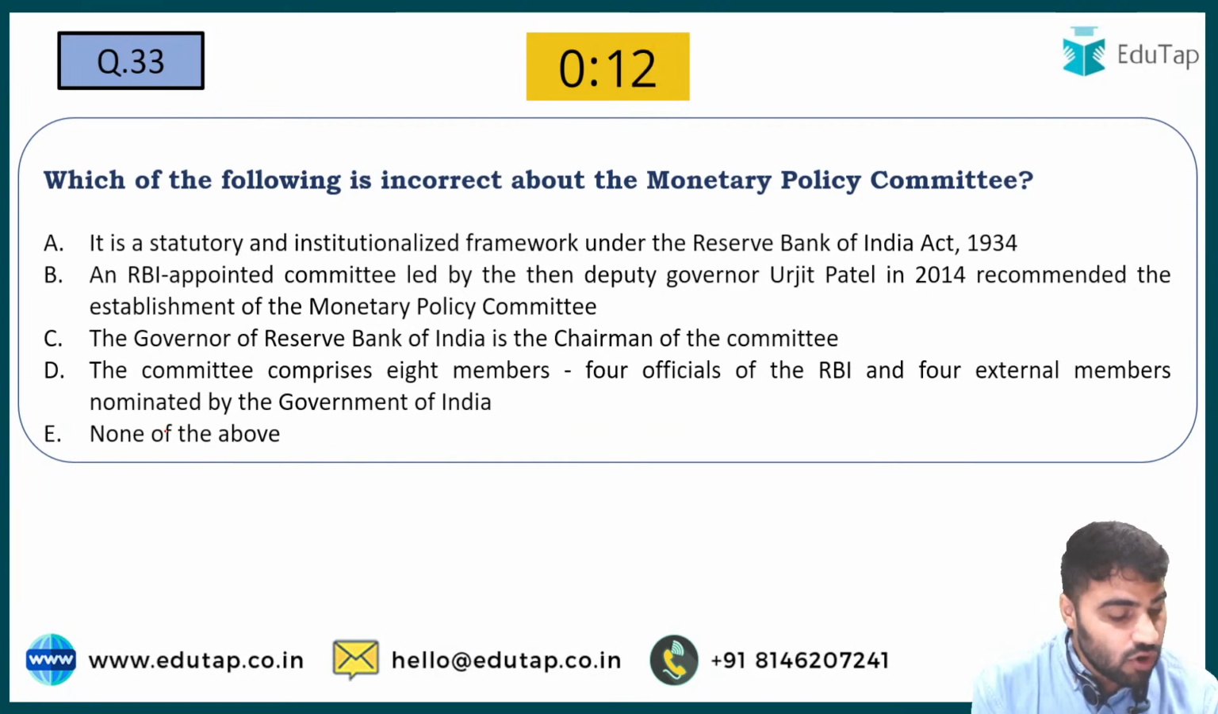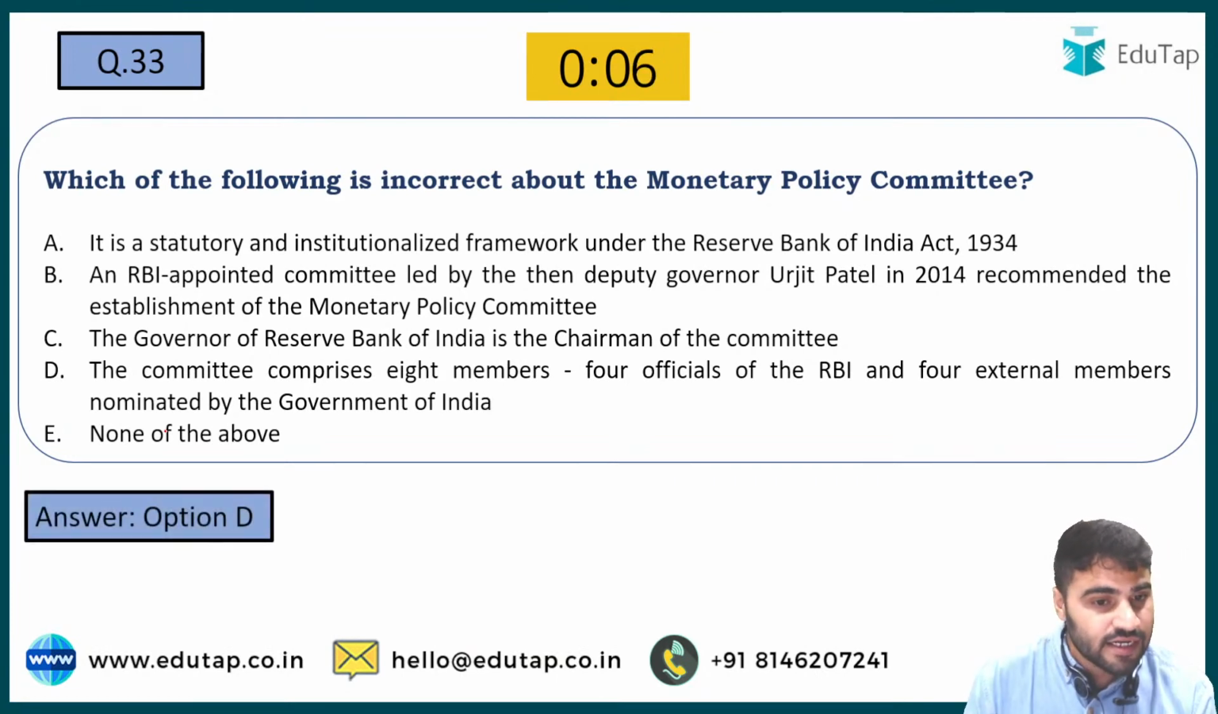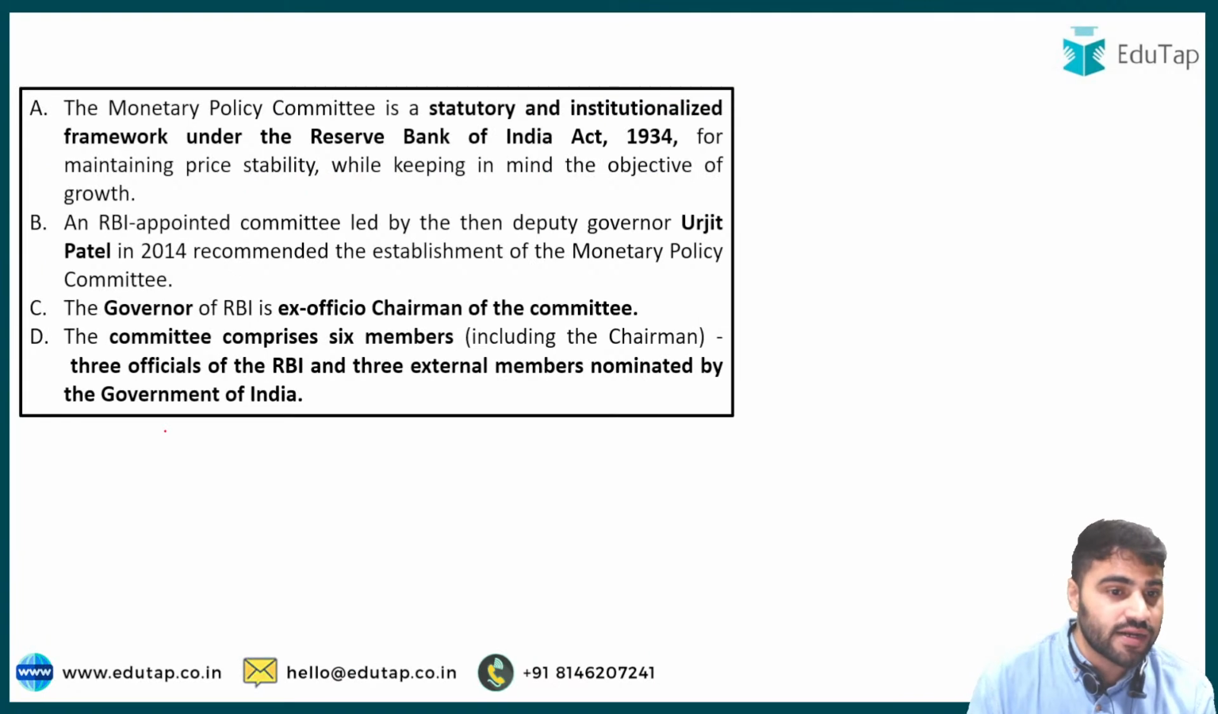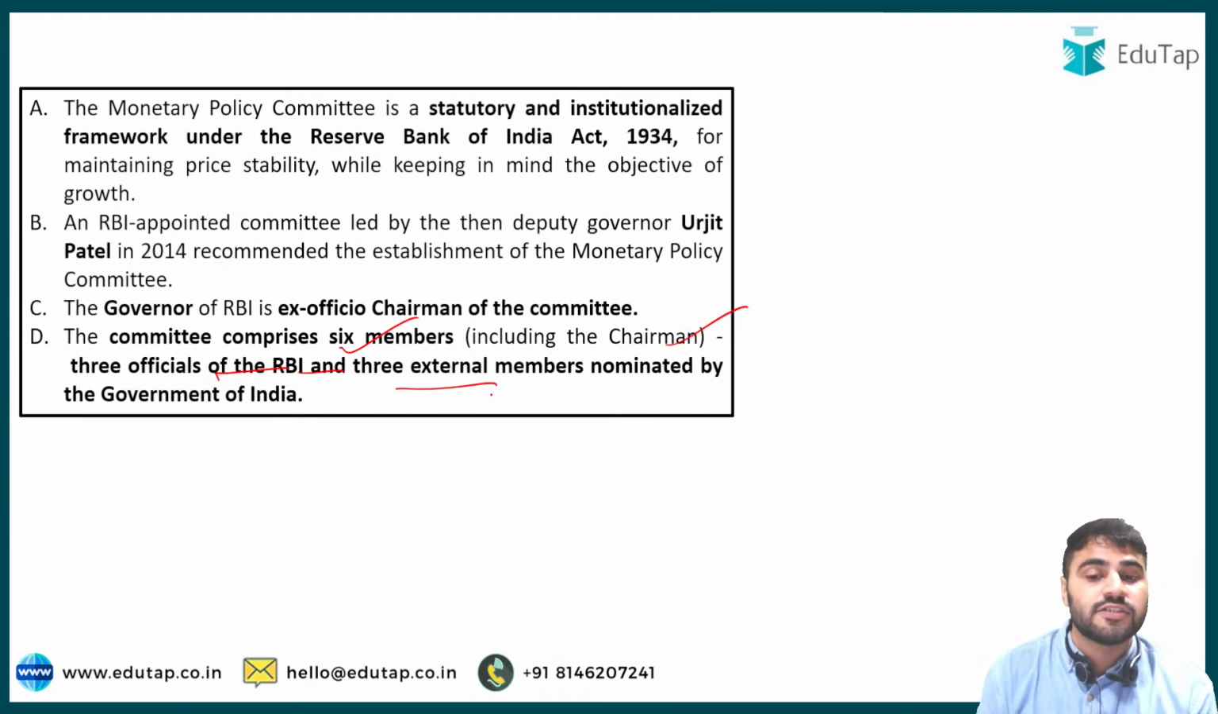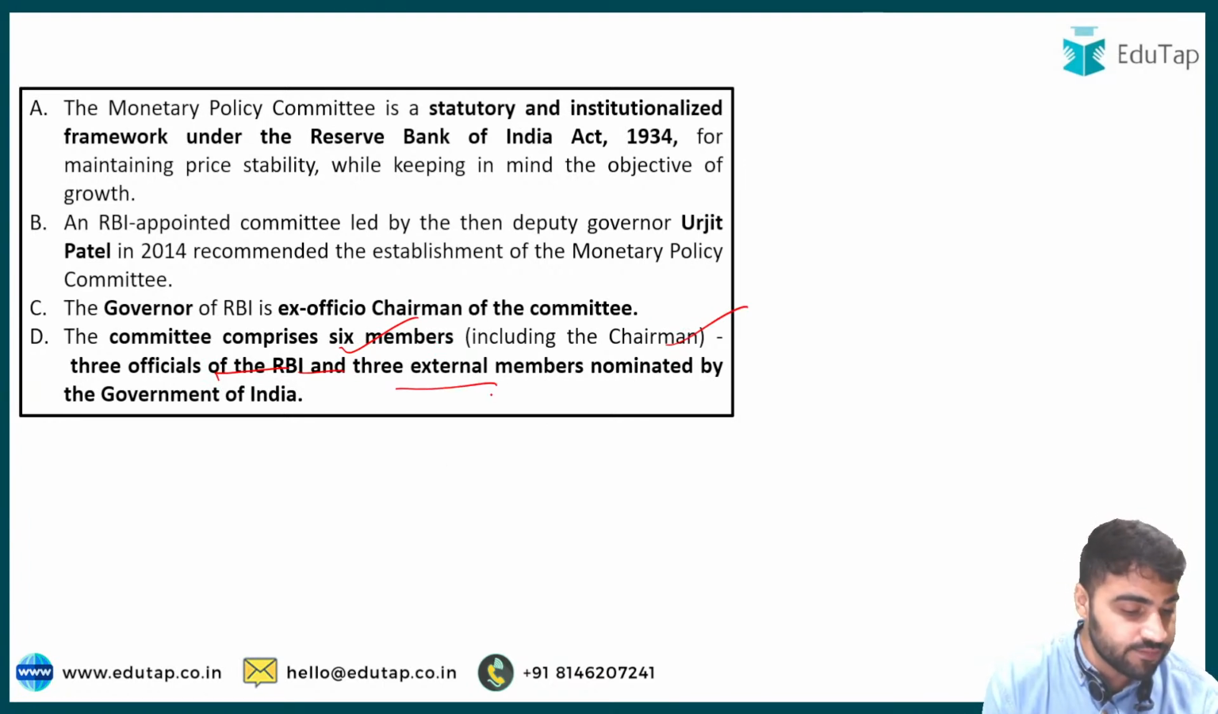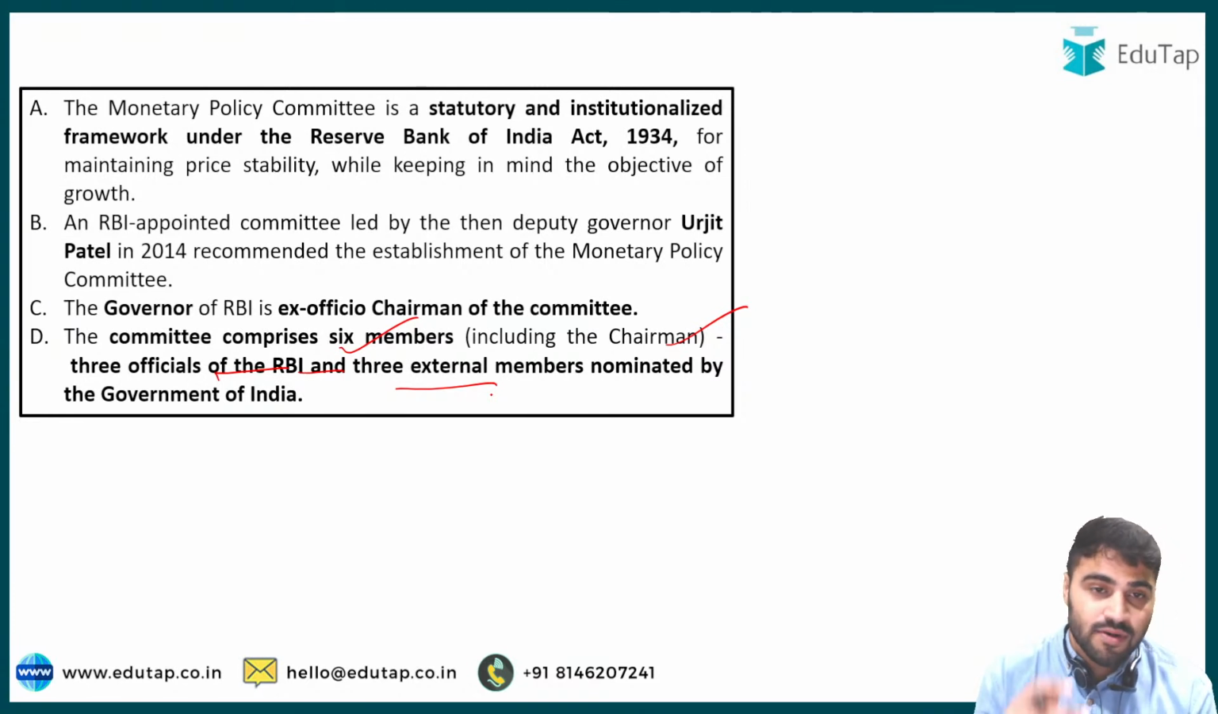Okay, so you all are saying option number D, right? That is, the committee comprises 8 members. So the right answer for this question is option number D. The committee comprises 6 members including the chairman, 3 officials of the RBI and 3 external members nominated by the Government of India. So all the details about the Monetary Policy Committee are very important, you have to have an idea.